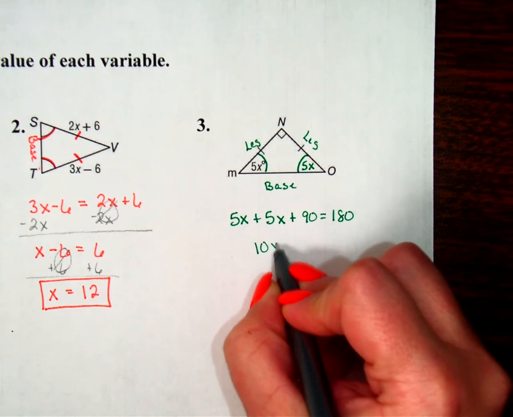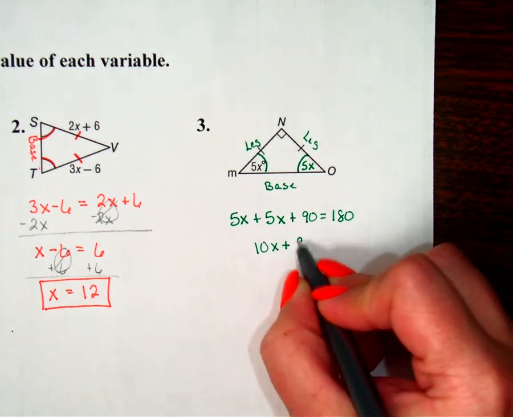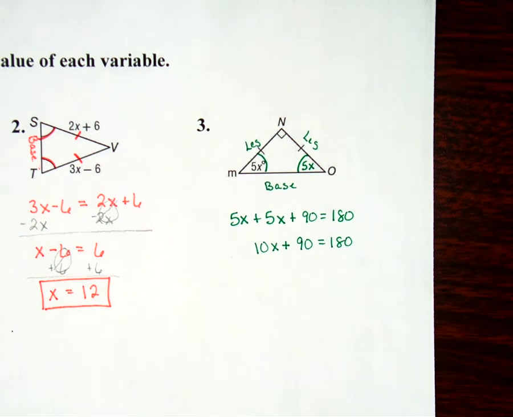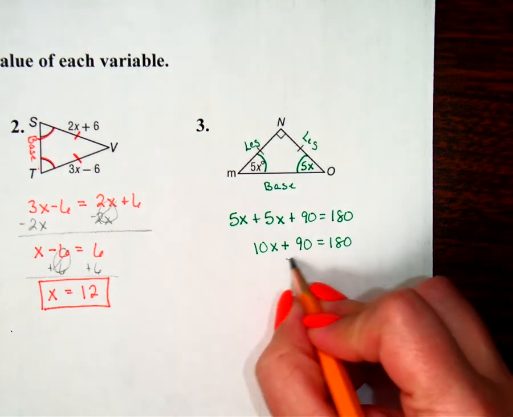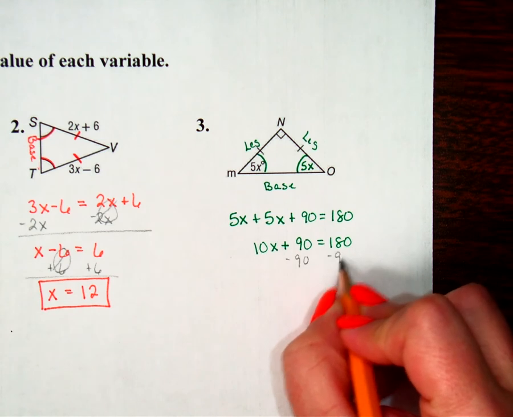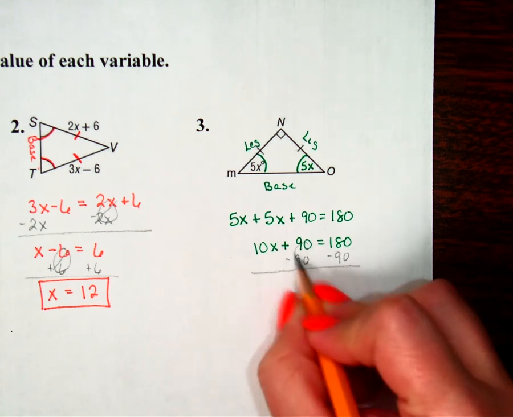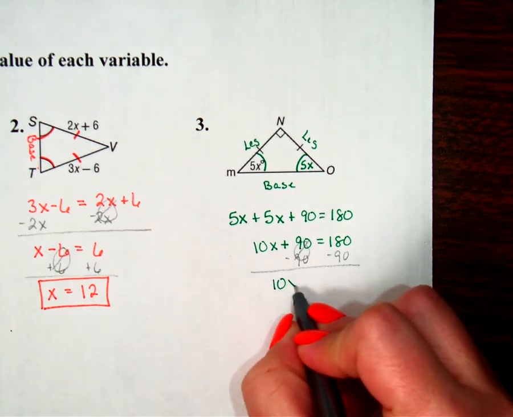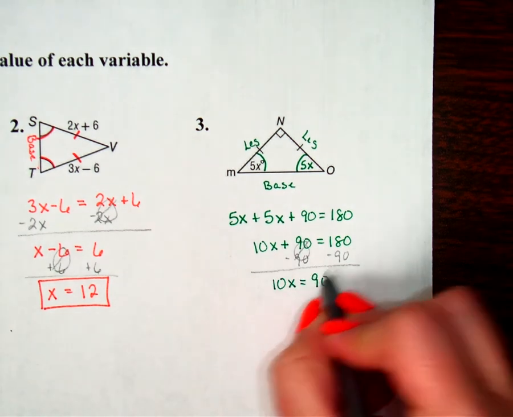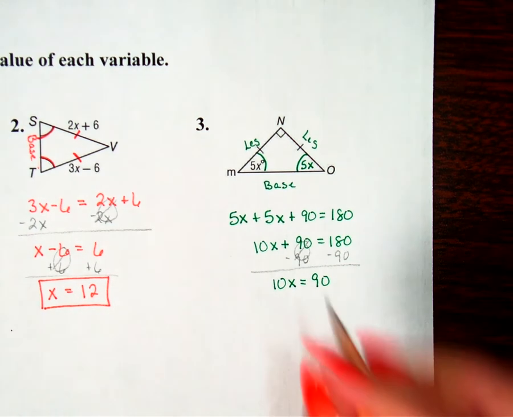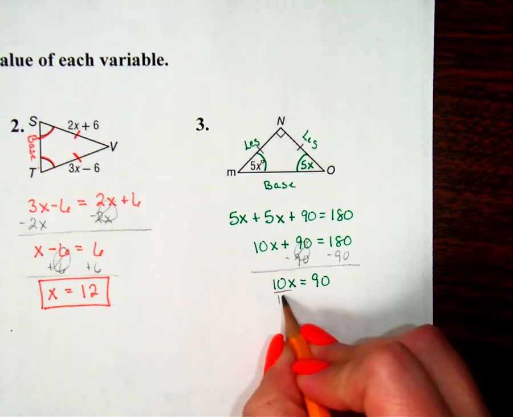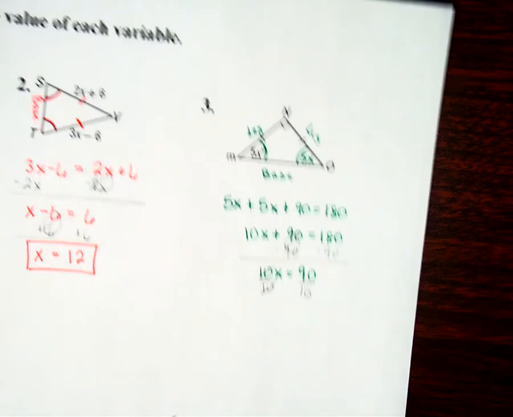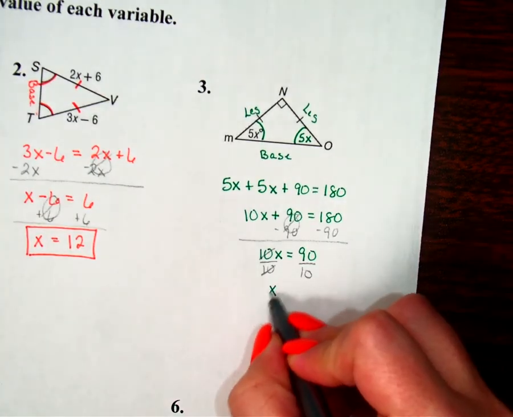Combine my like terms, 10x plus 90 equals 180 degrees. Subtraction property of equality. 10x equals 90. Division property of equality. And x equals 9.